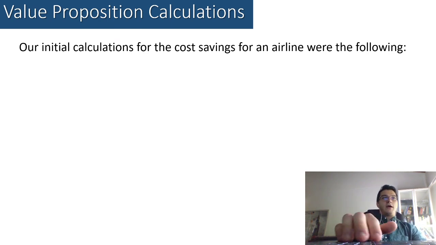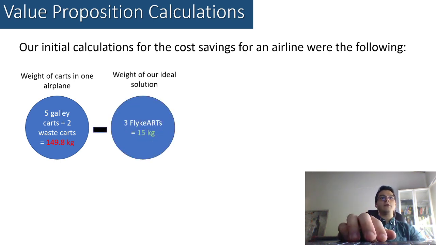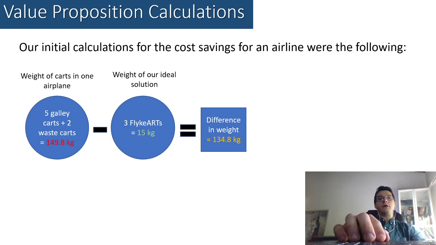Okay, so here we had our value proposition calculations. So in the past, we mentioned that we would save $200 million annually. That's a big number for any airline. And what we did was we thought, okay, let's say that there are 5 galley carts and 2 waste carts per plane. That's going to be about 150 kilograms. And if we could just use 3 carts so that they could weigh a total of 15 kilograms, we could reduce about 134 or 135 kilograms.